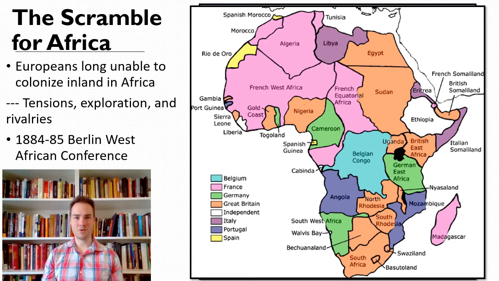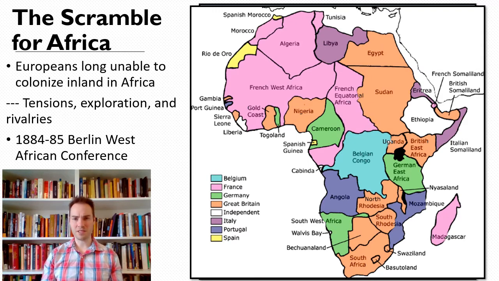So, great idea. Let's get all the European powers together in Berlin and just roll out a map on the table and divide up what we want and what we think is fair. And so that's exactly what they did. The leaders of all the European powers got together and, on a map, arbitrarily carved out lines of power that they would control.